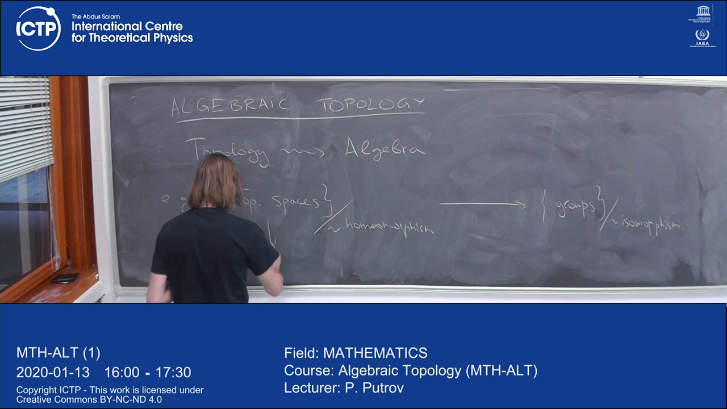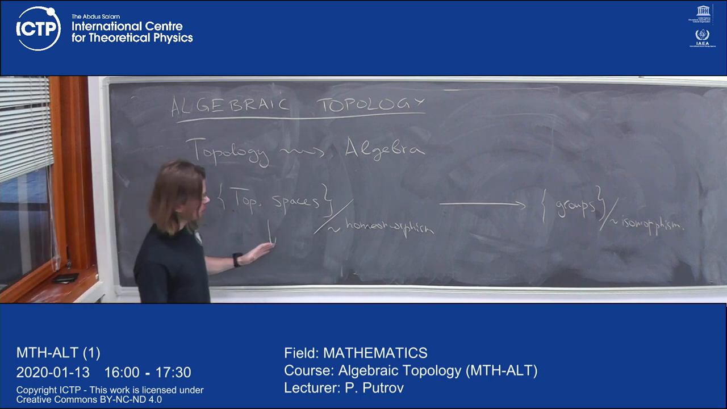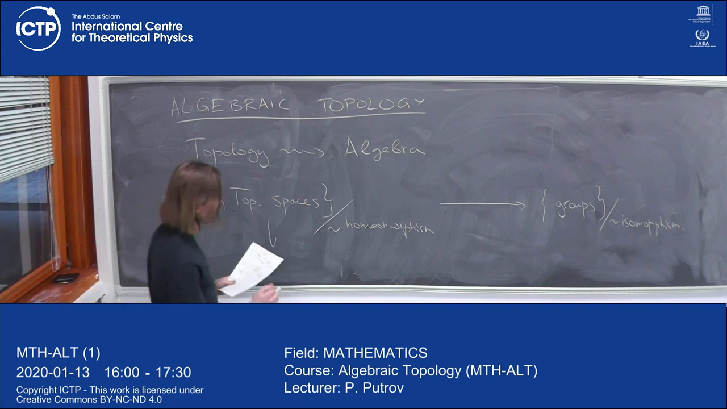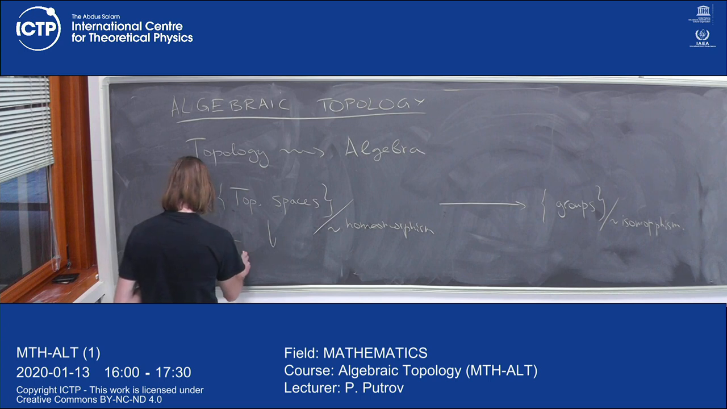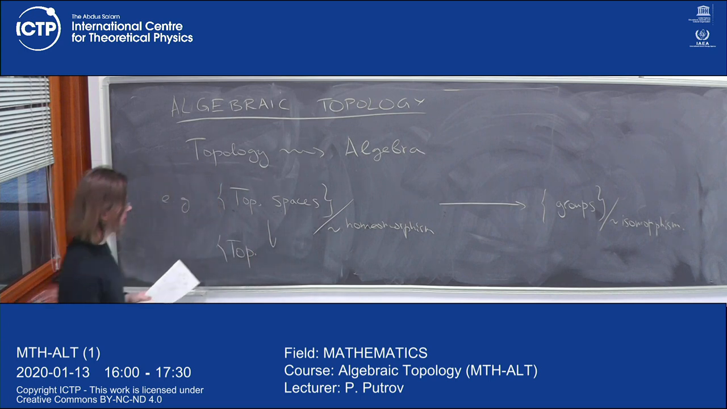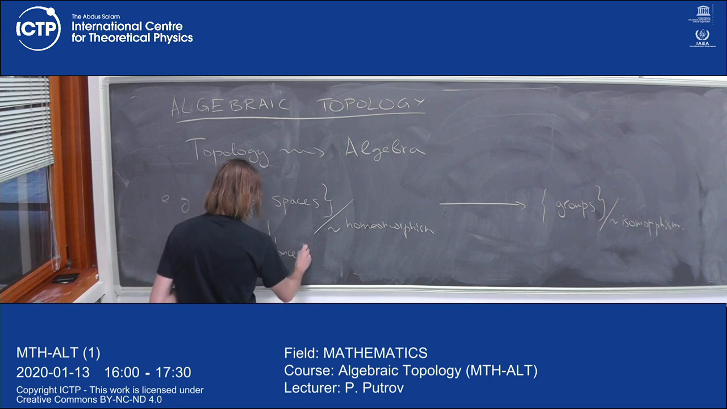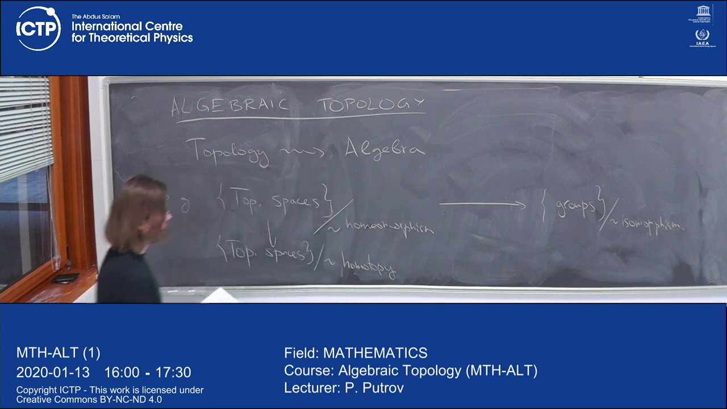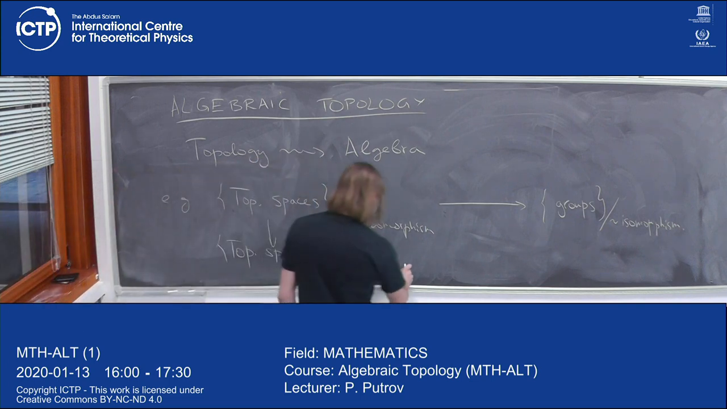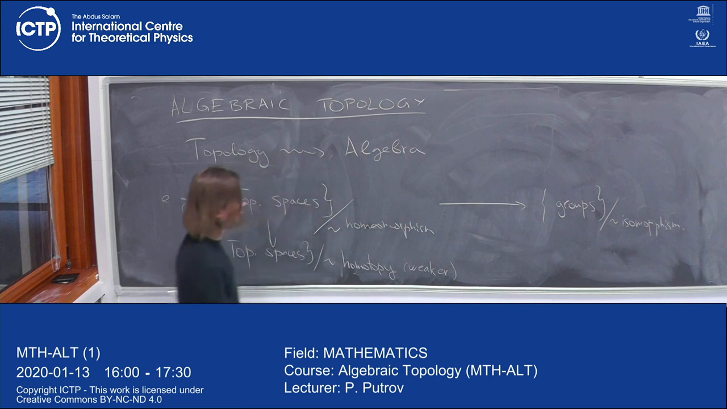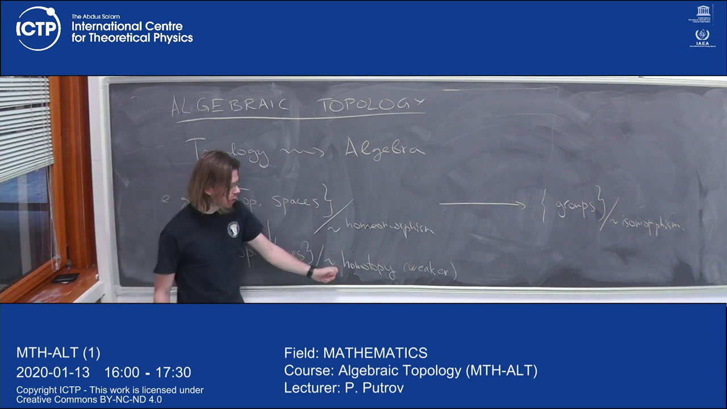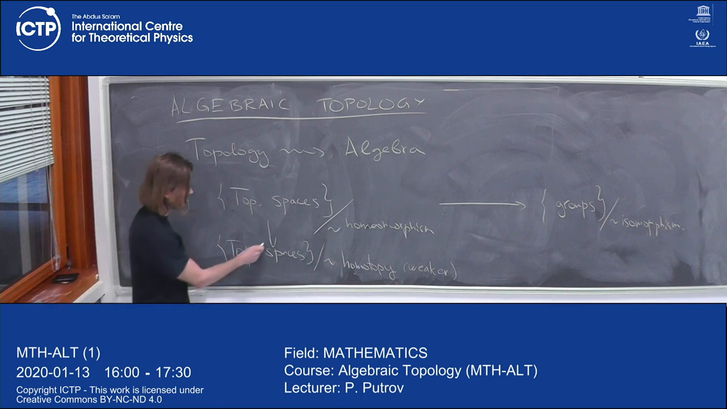But actually, what usually happens is that we want to consider topological spaces not just up to homeomorphism, but up to a weaker equivalence condition. What algebraic topology usually deals with is topological spaces considered up to what is called homotopy, which we'll study in more detail. What's important is that it is a weaker condition than homeomorphism. If two topological spaces are homeomorphic, they are necessarily homotopic to each other, but not necessarily the other way around.